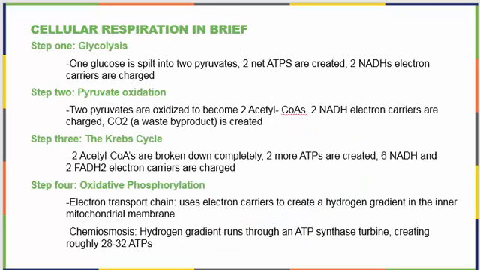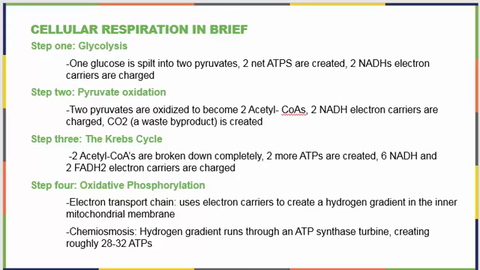Let's look at cellular respiration in brief before we study all of these reactions far more closely. Step 1 is known as glycolysis, literally sugar splitting. One glucose molecule is split into 2 intermediaries called pyruvates. 2 net ATPs are created in this process. 2 of those NADH electron carriers are also charged. This process takes place in the cytosol.